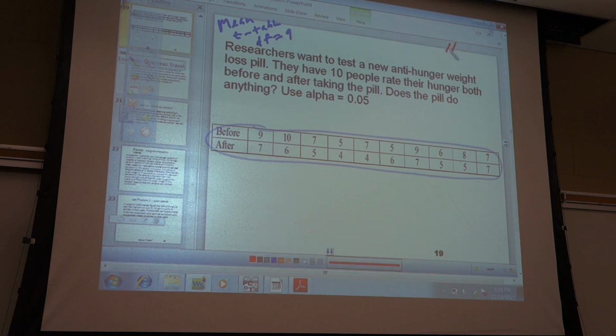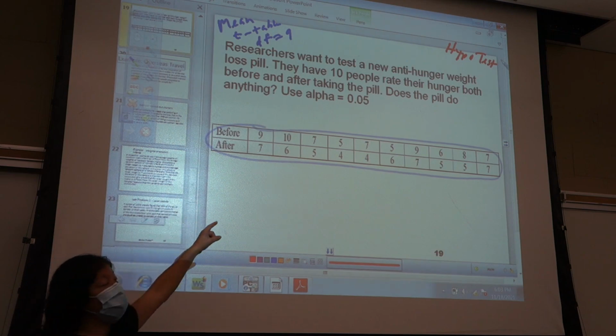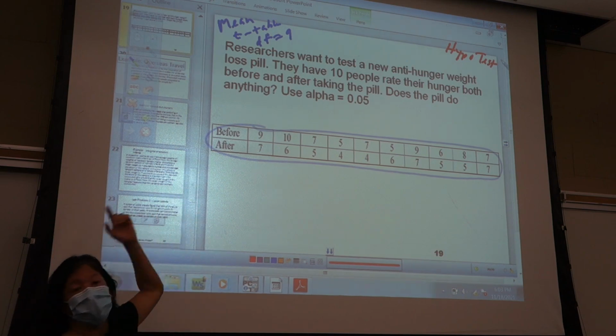Hypothesis. I think it's a hypothesis test, because it doesn't say confidence interval or estimate. Does anyone see the word estimate here? No, it's not there. See the phrase confidence interval? No. Not there. And on top of that, there's a question.